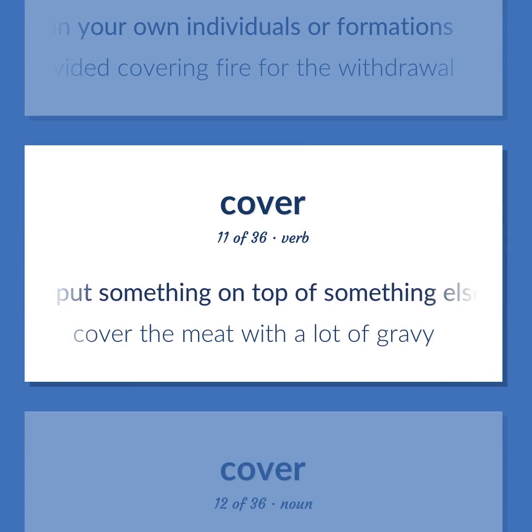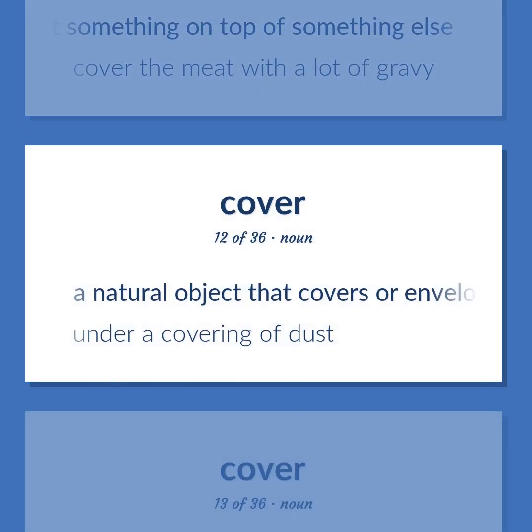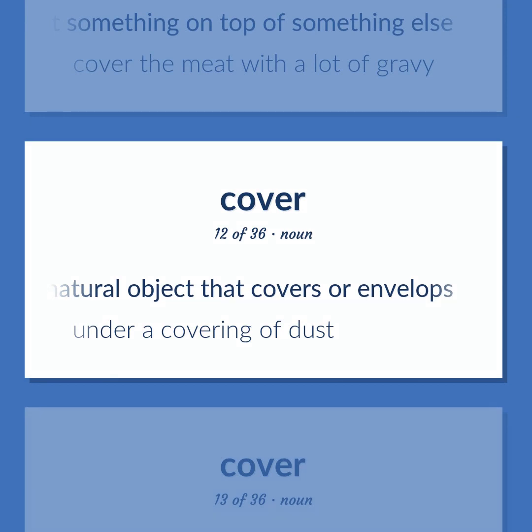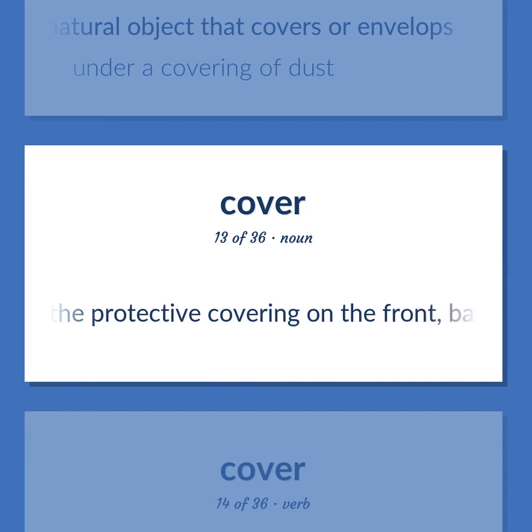Put something on top of something else. Cover the meat with a lot of gravy. A natural object that covers or envelops. Under a covering of dust. The protective covering on the front, back, and spine of a book.